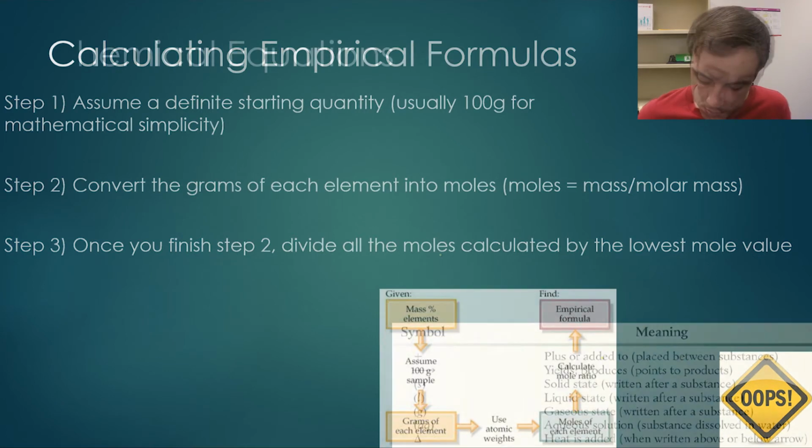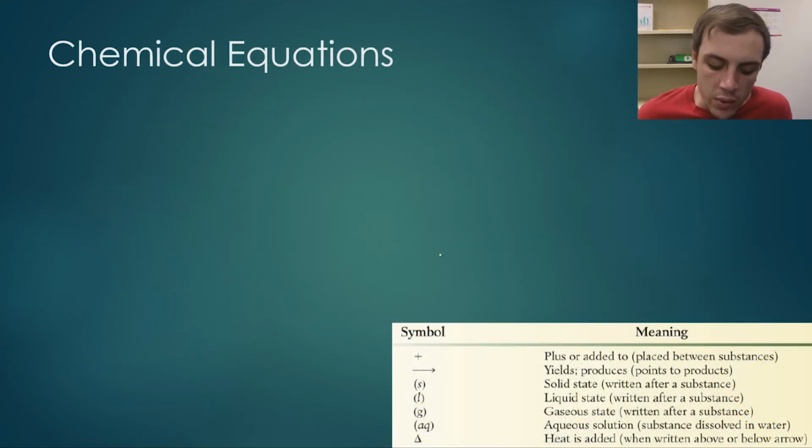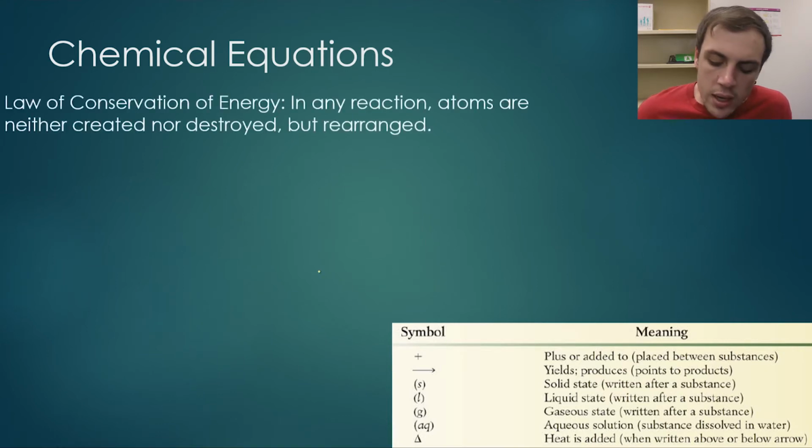So now we're going to be talking about chemical equations. A big thing you need to keep in mind when we're looking at our chemical equations here is the law of conservation of energy. This law is incredibly important in both chemistry and physics. And essentially what this law tells us is that in any reaction, atoms are not created nor destroyed. They are simply converted from one form to another.